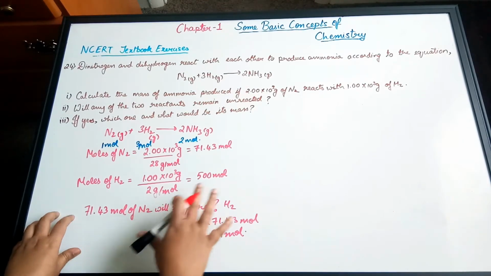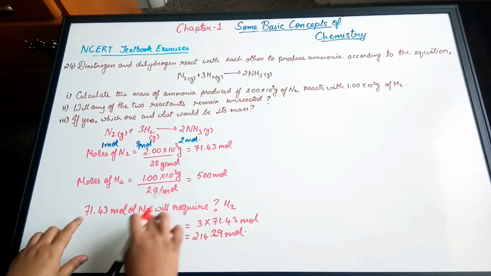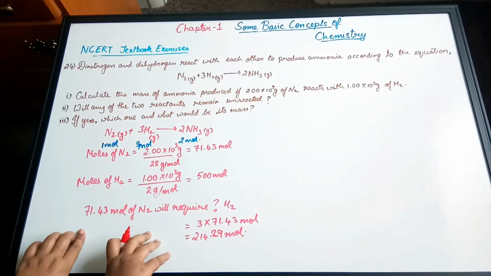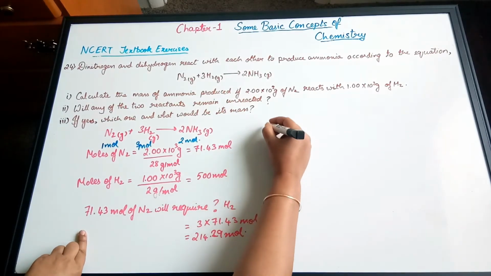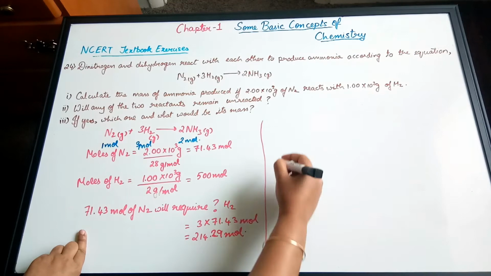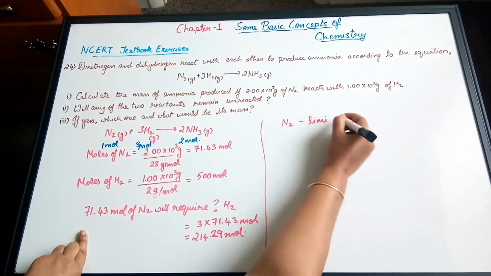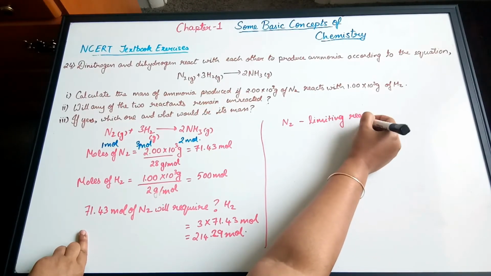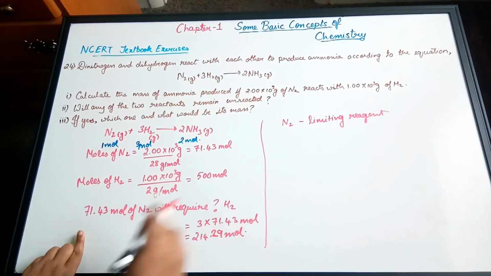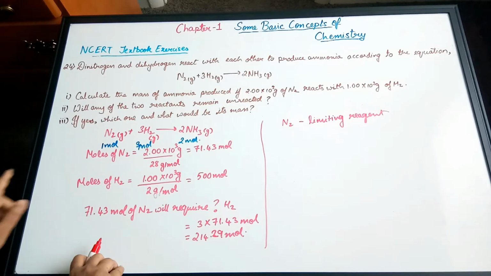But the number of moles which are present is 500. This makes nitrogen the limiting reagent. So N2 is the limiting reagent, which means our hydrogen will remain unreacted. Okay, so that is the answer for the second one.